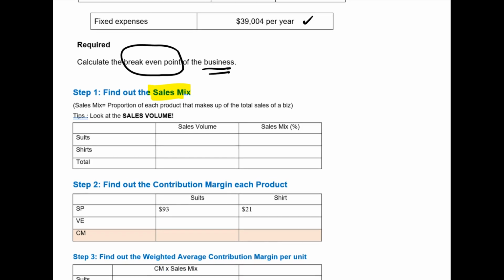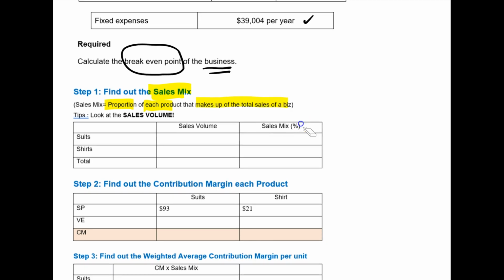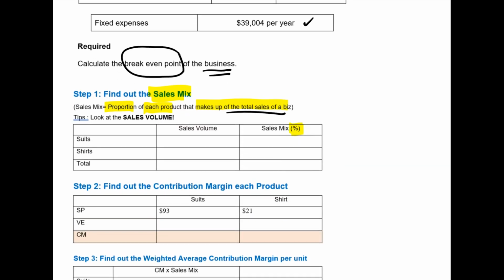Sales mix is the proportion of each product that makes up the total sales of a business. Basically, sales mix is in the form of percentage. You are going to find how many percent are suits and how many percent are shirts. How are we going to do this? Very simple. The first step is to list down the sales volume for suits and shirts. You have product number 1 and product number 2 here.